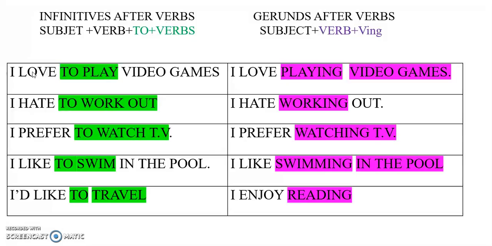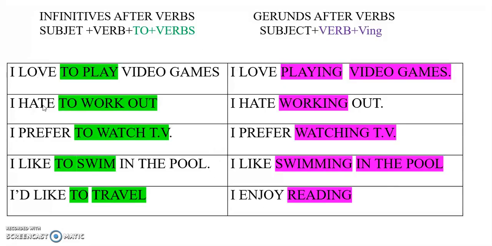Después del verbo love, after the verb love, hate, prefer, like, we can use, podemos usar dos formas de verbo, ya sea infinitive or gerund. For example, it's the same, es lo mismo decir I love to play, I love playing. I hate to work out, I hate working out. I prefer to watch TV, I prefer watching TV. I like to swim, I like swimming in the pool. I like to travel, I enjoy reading. Alright? Don't forget it. Alright?